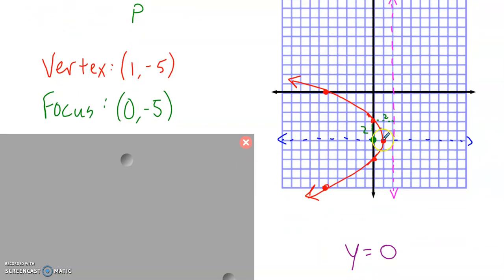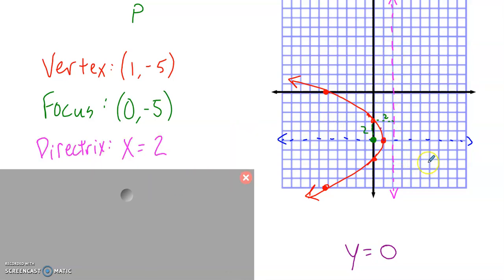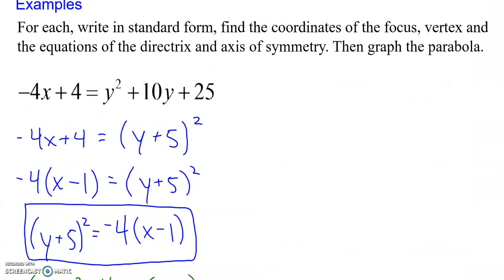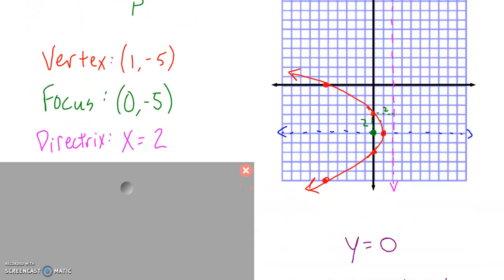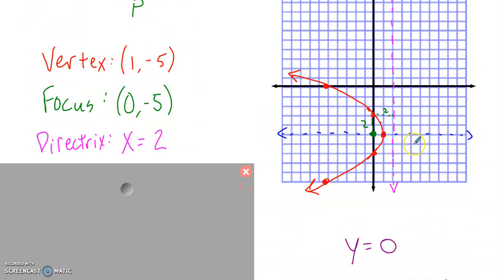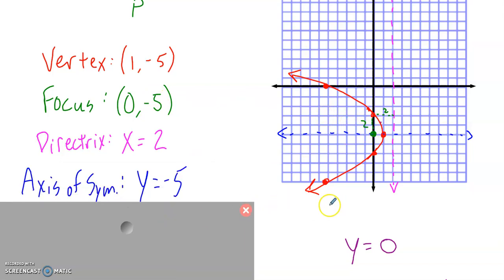And then the directrix will be 1 unit to the right of the vertex. Since it's a vertical line, that will have the equation x equals something, and that goes through x equals 2. So there's the directrix. And then there's another thing it asks us to do here, the axis of symmetry. That's the line that cuts the parabola in half right through the vertex and the focus. So this is a horizontal line, which means it's y equals something, and it goes through -5. So this is y equals -5.